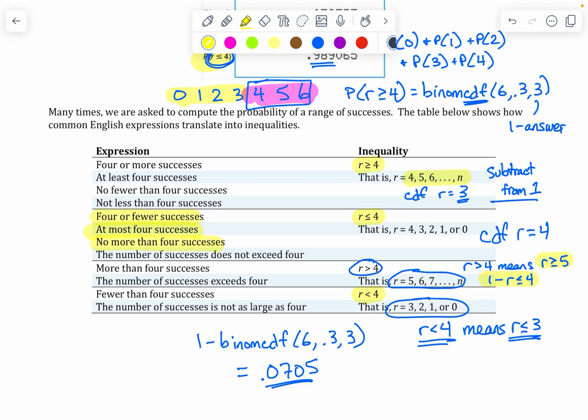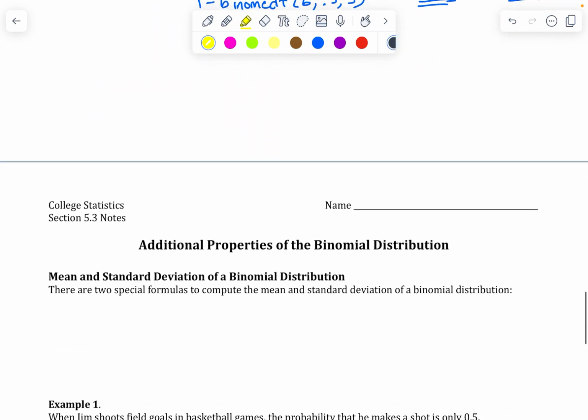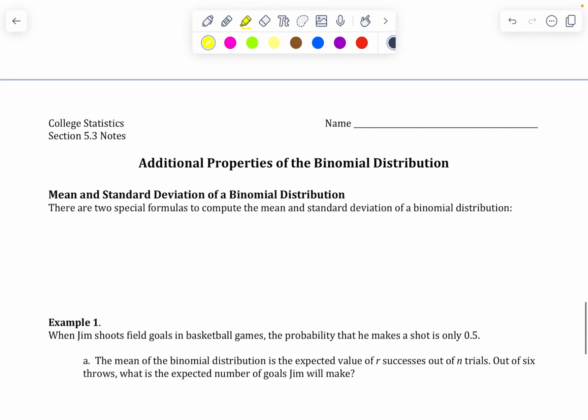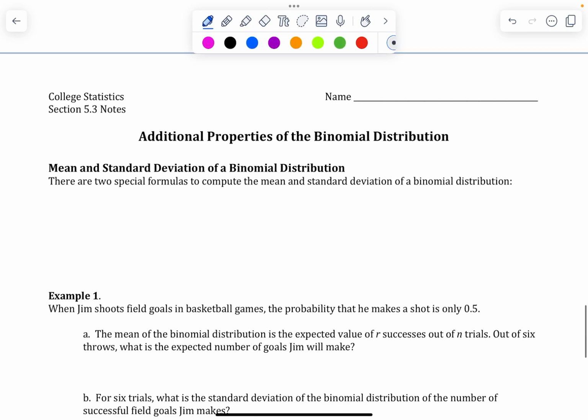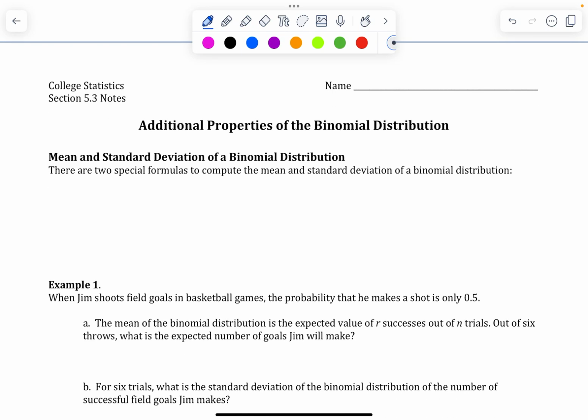The last thing is the next section is 5.3. Some simple, quick formulas for the means and standard deviations, all right? Do that really quickly, and then we'll be in good shape, all right? So special formulas, which will be given to you, right? So don't worry about memorizing these.